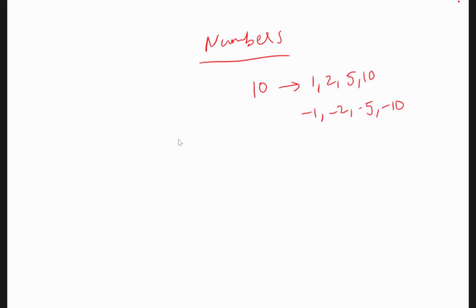Because if you look at the definition of factors: if R, S, T belong to integers, and R into S gives us T, then R and S are said to be factors of T, or T is a multiple of R and S.